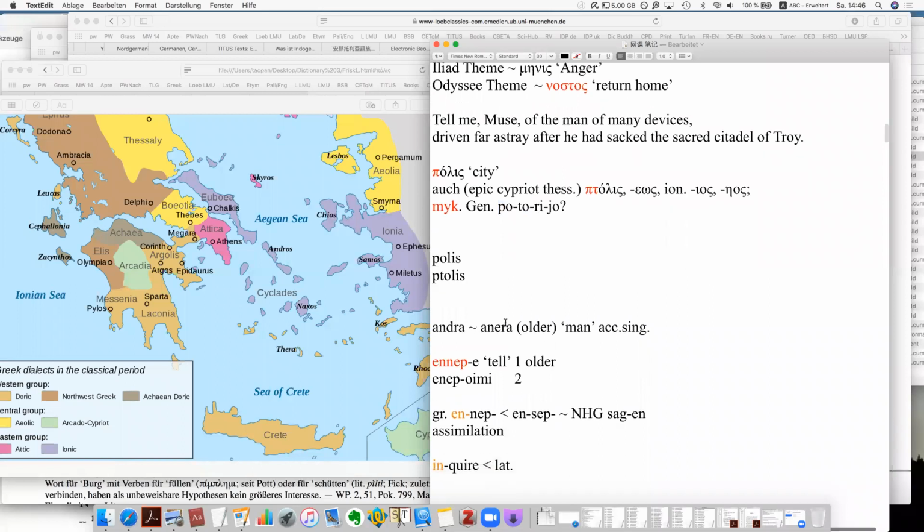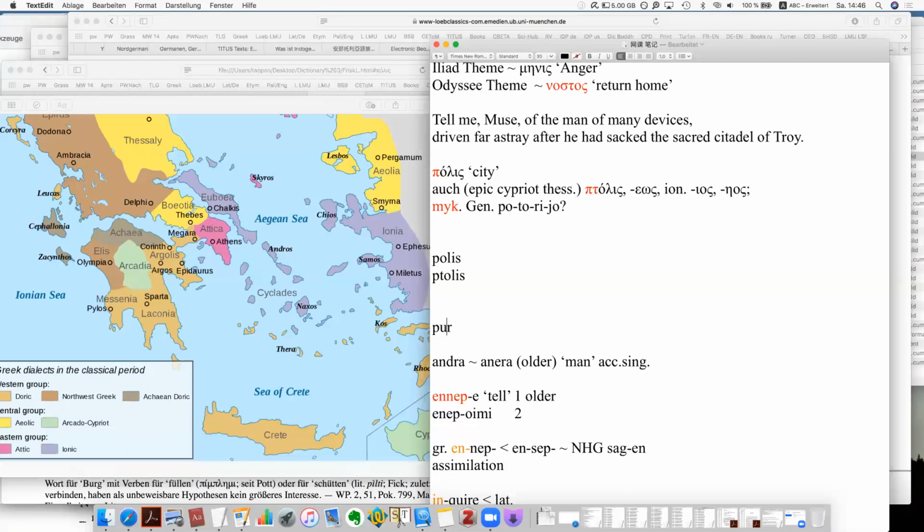And this polis, etymologically, is actually connected, cognate, with Sanskrit pur. And pur actually means city, right? Or a town. And pur probably goes back to the Proto-Indo-European root. It's a root meaning to fill. I think I can check it.